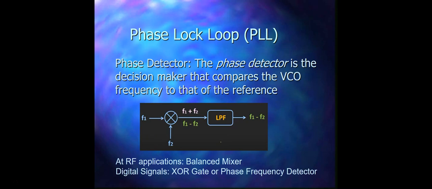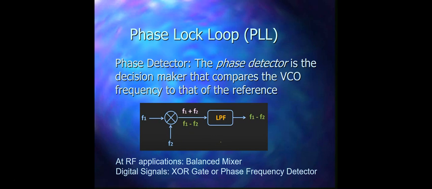Now next is the phase detector, and it says the phase detector is the decision maker that compares the VCO frequency to that of the reference. So in the frequency domain, we see that this summation has two frequencies. This is the first frequency, and this is the second frequency. Then at the output we will have the sum of these frequencies and the difference of these frequencies is taken.